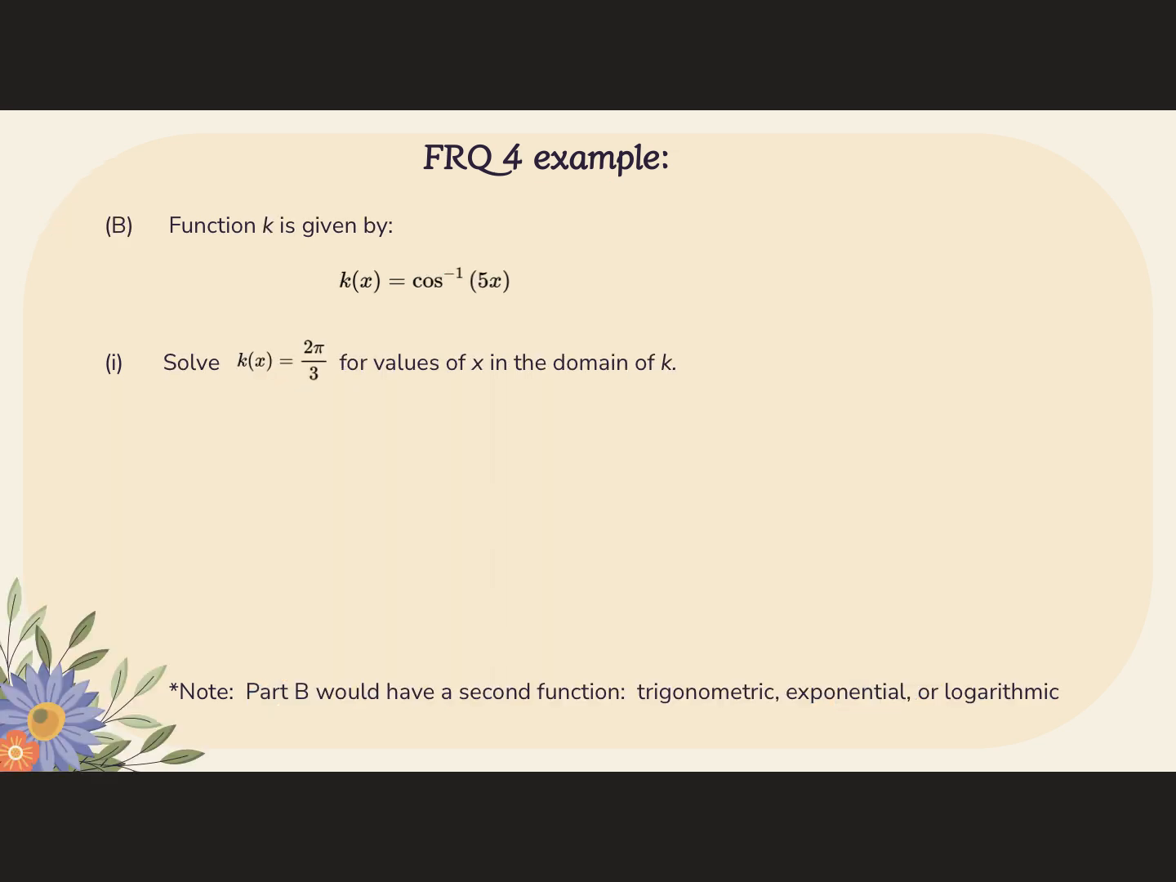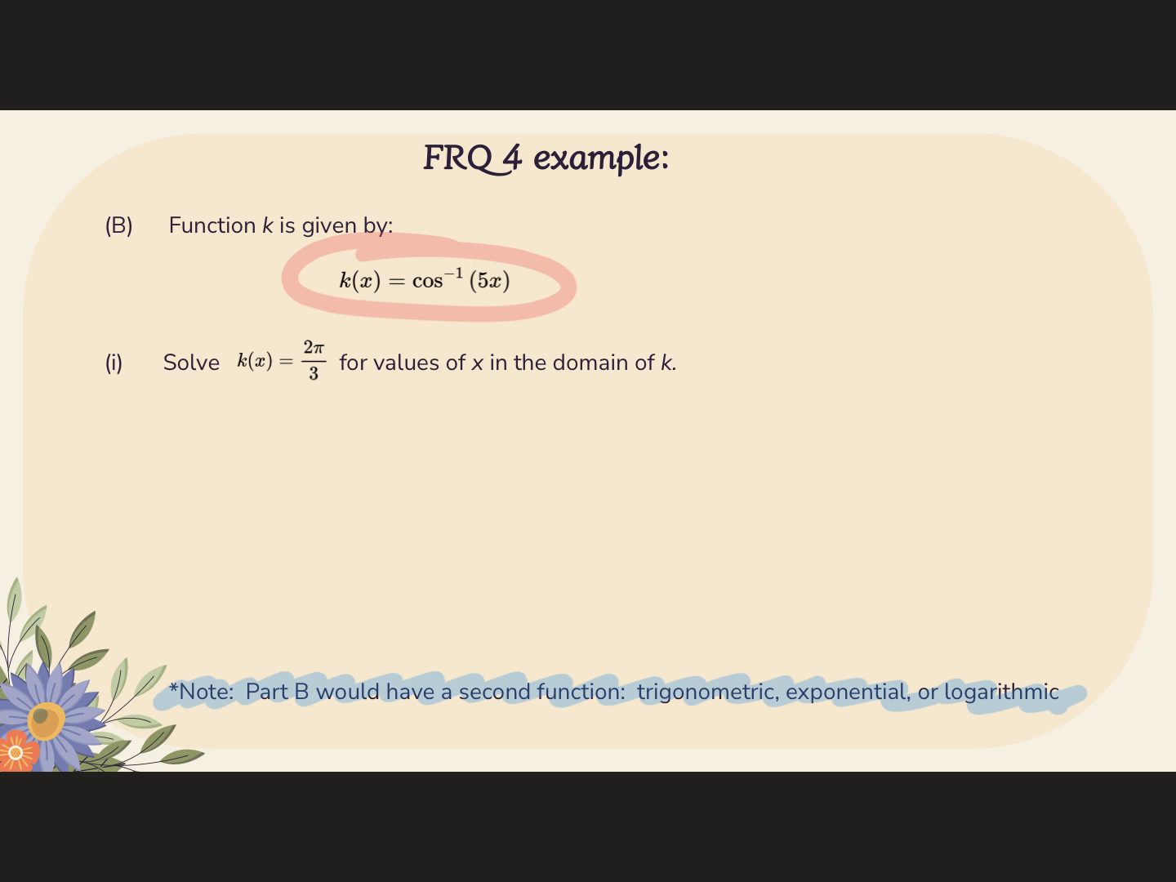Here's another example of a task we could see within FRQ4. Here's part B of this example. Just again, note that part B would have a second function. It could be trigonometric, exponential, or logarithmic. My new function here is function k, which I see as an inverse cosine.